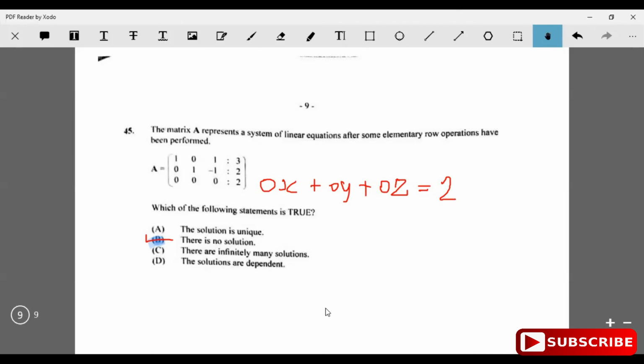Now, finally, let's start 2019, which is going to be the last paper before we gear up for the exam. So give me a second. I'm opening the 2019 paper now.